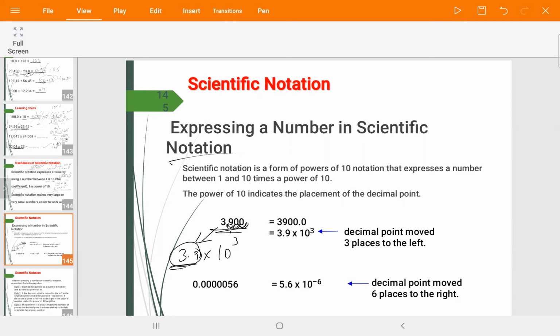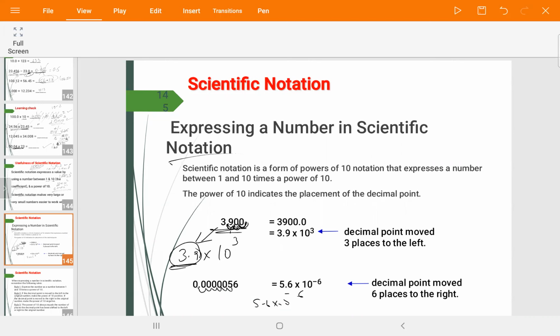3900 in terms of scientific notation. If you have a very small number, now what we do: moving to the left, the exponent is positive, and moving to the right, it is negative. From the decimal point, 1, 2, 3, 4, 5, 6, it becomes 5.6 times 10 to the power of minus 6. So we can express a very small or a very large number using scientific notation.